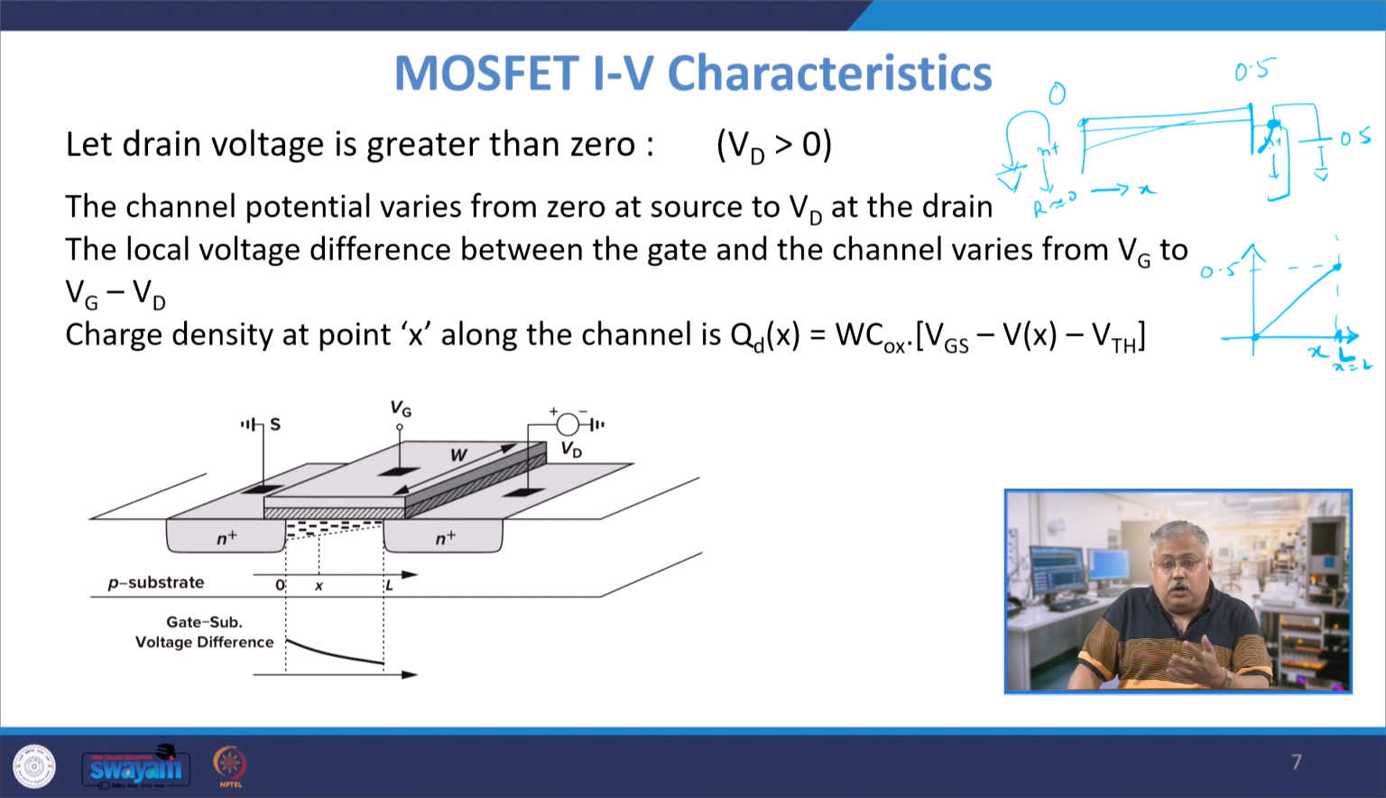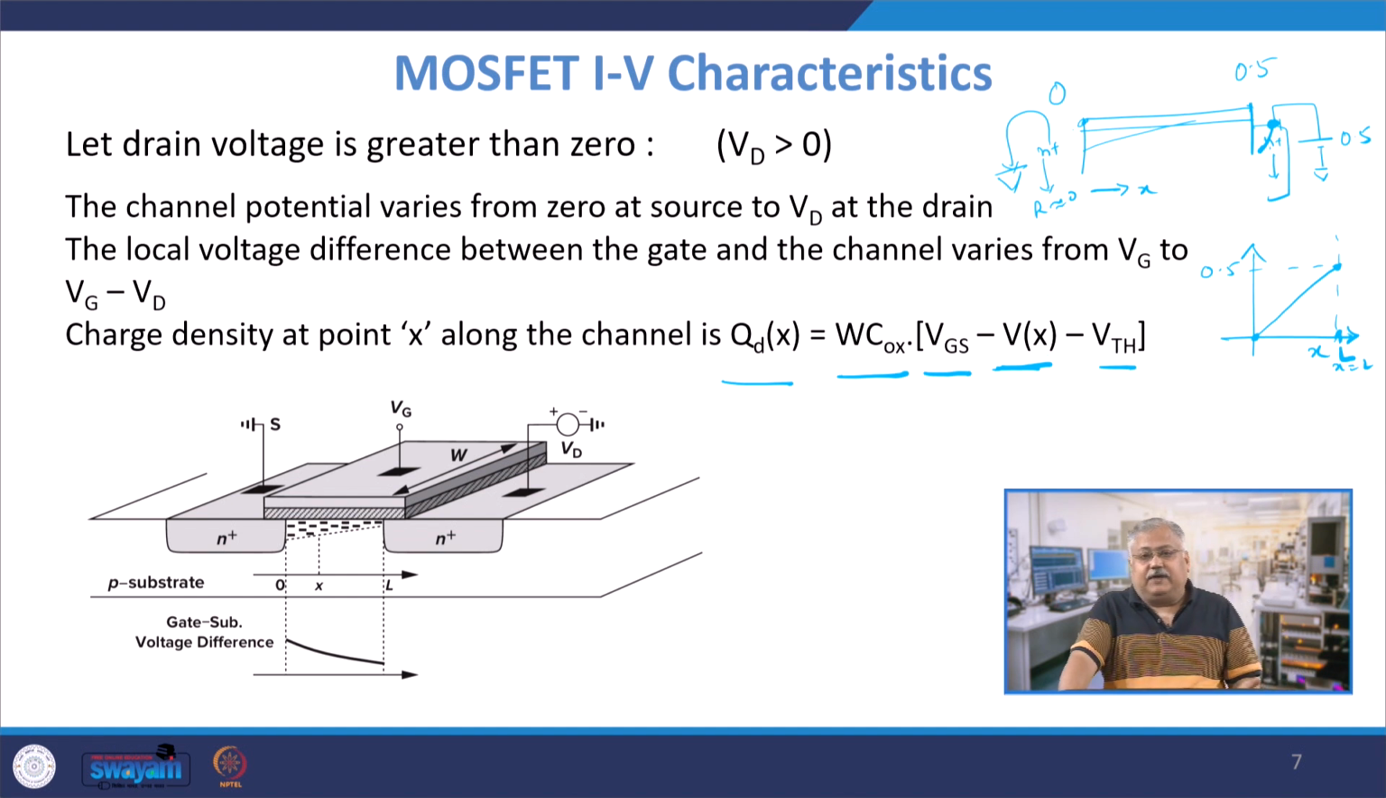If this is so, it effectively means that the effective voltage available at any point in the channel will be reduced by a factor of Vx. Why? Because it is a positive voltage, right, and therefore it will tend to reduce the effective voltage within the inversion layer, and that is the reason you see that my QD(x) now becomes W into Cox multiplied by, so initially you had Vgs minus Vth, already known to you, and there will be an extra term coming, which is minus Vx, right.